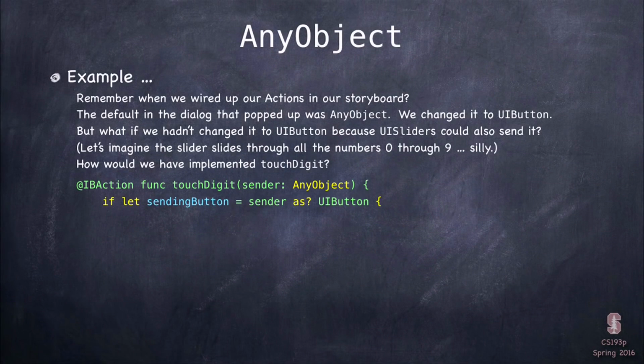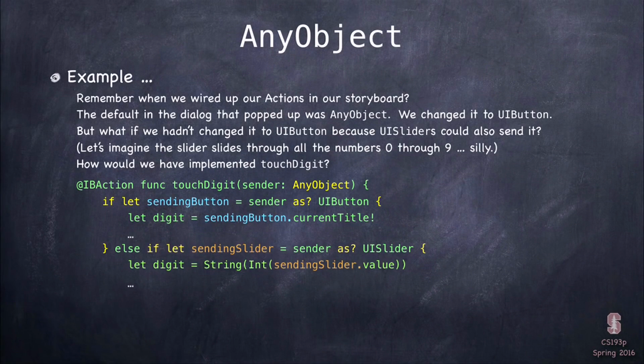So what would code look like, let's say, on touch digit? If we had touch digit and we had any object instead, we'd probably say, if let sending button equal this sender as a UI button, then we'll treat it as a button, get its current title, and go. Otherwise, else, if let sending slider equal the sender as a UI slider, then we'll let the digit equal the sending slider's value, which is a double, we'll convert it to an int, and we'll convert that to a string. Okay? That's how we get the digit.